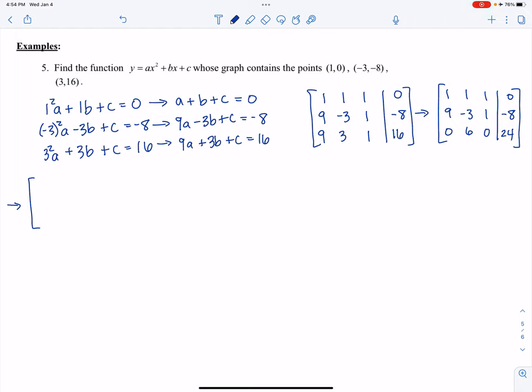Okay. Next, I'm going to divide row 3 by 6. That way it's a 1. So we have 1, 1, 1, 0. And then we have 9, -3, 1, -8, 0, 1, 0, 4.